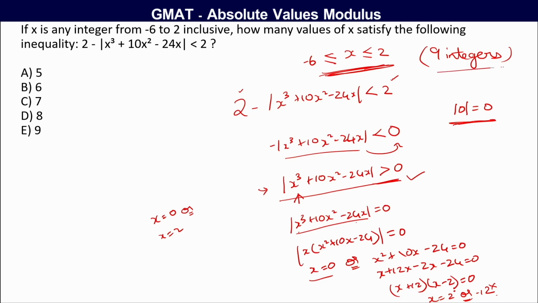So out of these 9 integers, we are removing 2 integers, that is x is equal to 0 and x is equal to 2, where the inequality will not hold true. So we have 7 integers which will satisfy this inequality. That is option number C, option C. I hope this is clear.